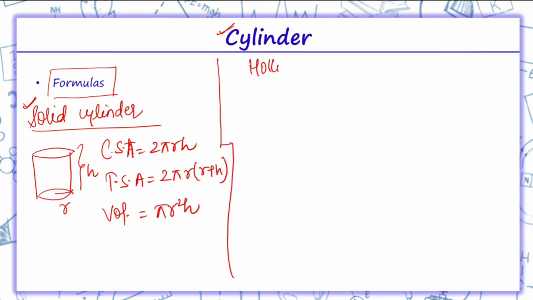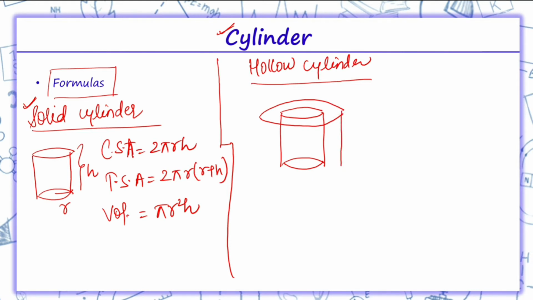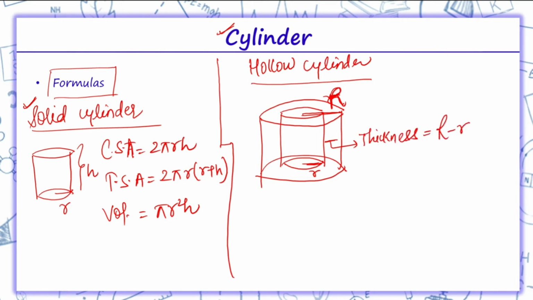But when we talk about hollow cylinder, it is where we have two radii. The one is internal and the other one is external radii. So over here, this is internal radii and this one is external radii. External radii is denoted by capital R. This is known as the width, or we can say thickness of cylinder. So this thickness is equal to capital R minus small r.